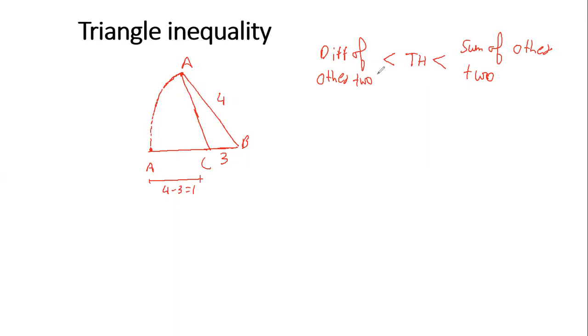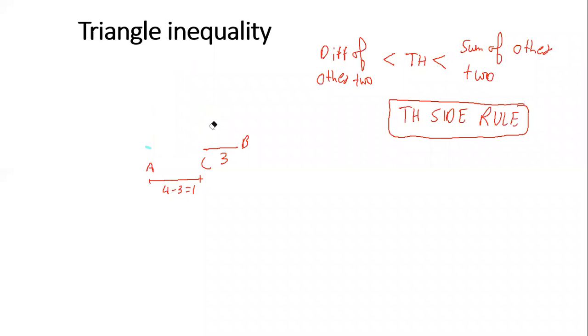Now, guys, this is called the third side rule of a triangle. Third side rule. And if a triangle does not follow this rule, it simply cannot be a triangle. So if any side does not follow this rule, we cannot form a triangle. For a triangle to be formed, every side should follow the third side rule. Otherwise, it cannot be a triangle. So it's a very interesting and very important rule.